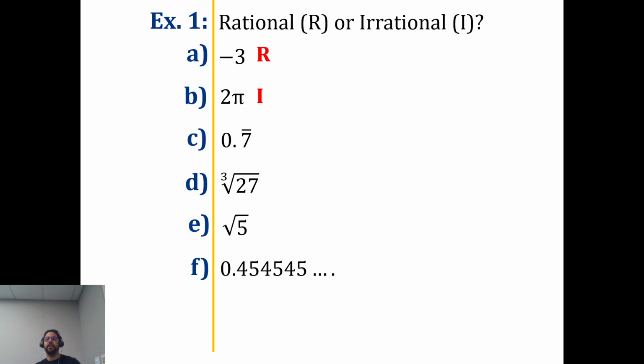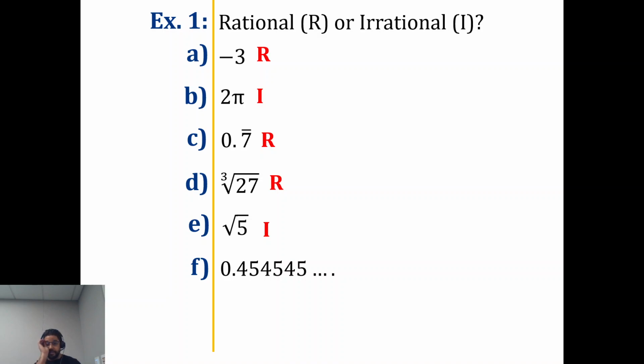C, that is a repeating decimal. Repeating decimals are classified as rational numbers. Letter D, the cube root of 27. Now, this is one you should have memorized. The cube root of 27 is 3, therefore it is a rational number. Letter E, the square root of 5. That was actually from our previous slide. We don't know the square root of 5, irrational number.